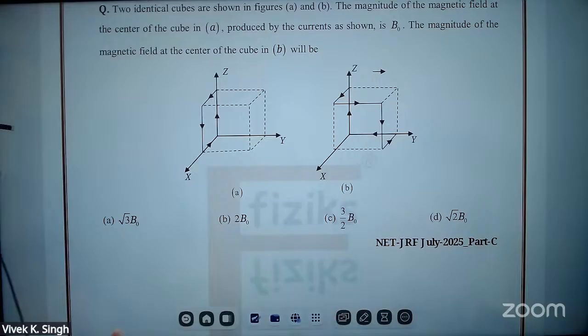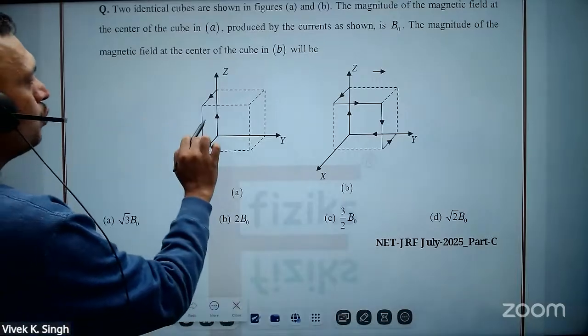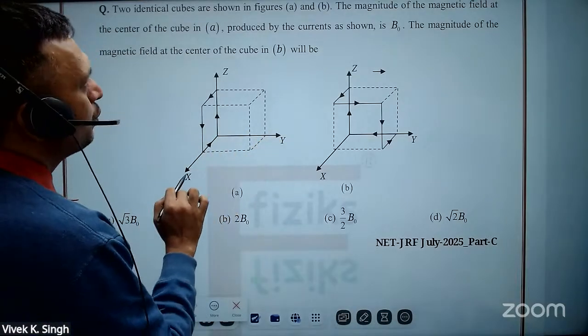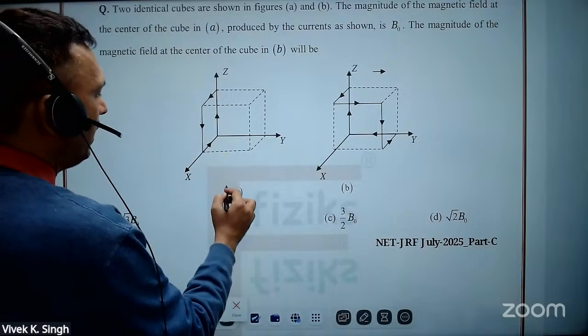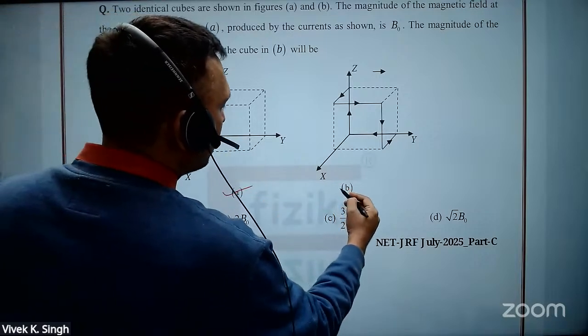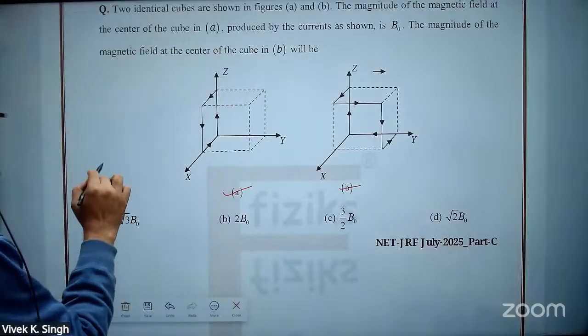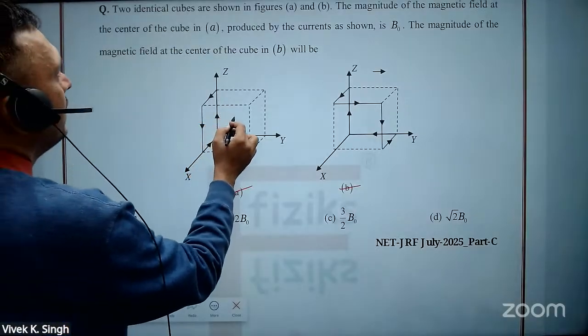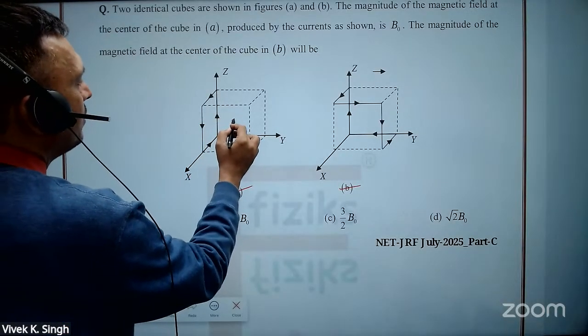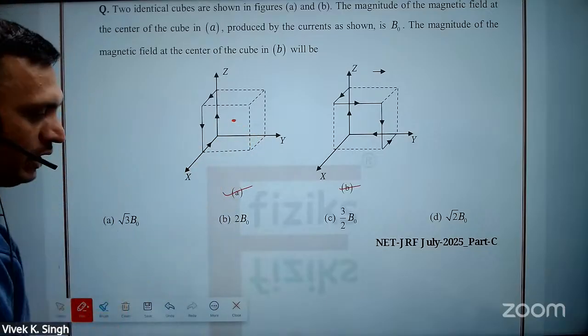this is the figure A. There are two identical cubes that are shown in figure A and B. This is figure A, and this is B. The magnetic field at the center in A is given by B naught. So what will be the magnetic field?